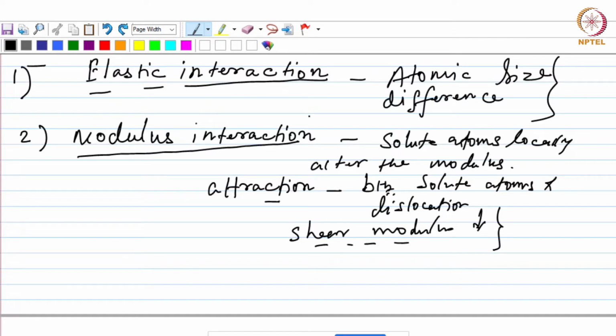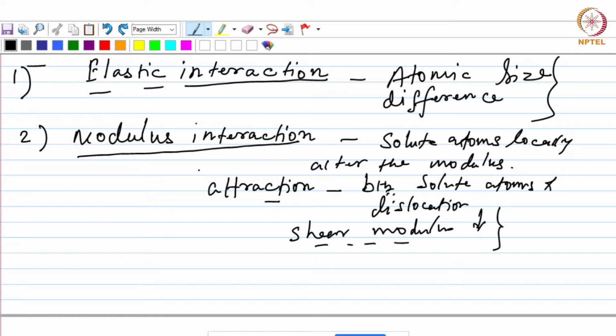Elastic interaction, which basically arises due to the atomic size difference, which results in a strain field in the lattice, and due to that strain field, the movement of the dislocations is hampered, because as you have seen, the dislocations have a stress field in the core which can be compressive or tensile, and therefore a compressive field will attract the tensile field around the solute atom and vice versa, and that is how the motion of the dislocations will be hindered through this elastic interaction.